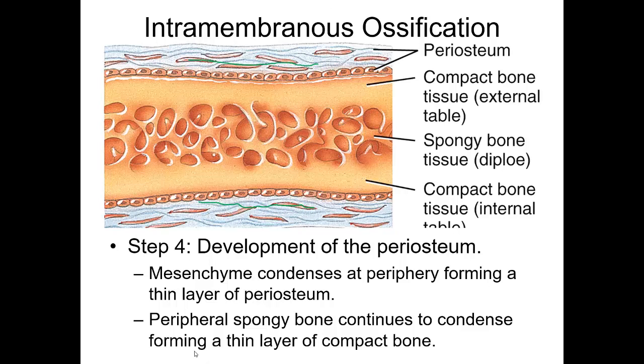Now in the last step, the spongy bone continues to condense. So you have this rough spongy bone right here. Now this spongy bone continues to condense to form a compact bone.